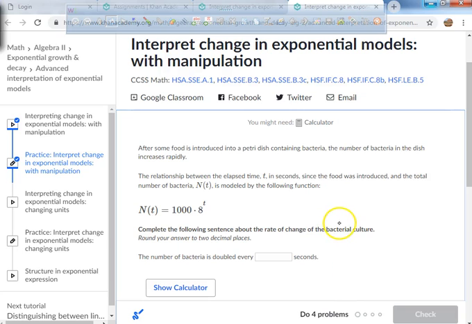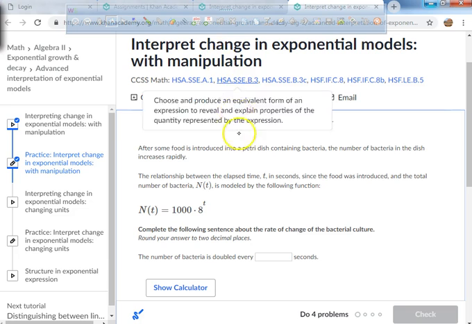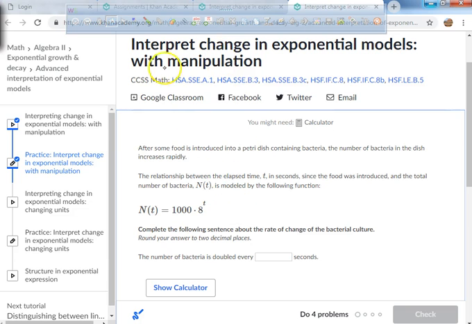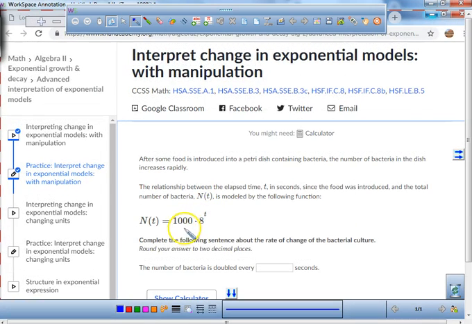All right, we're going to do a couple more problems with interpreting change in exponential models with manipulation. So we have this formula right here. One thing you need to be able to interpret is that this is your A value and this is your B value. So right now, what is my B value equal to? It's equal to a factor of 8.